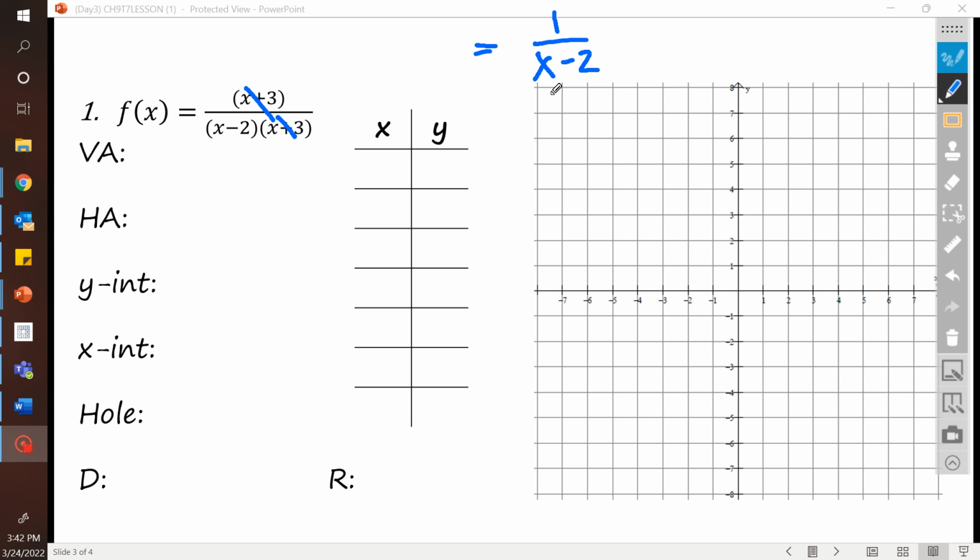Now this is easy enough to graph. We recognize it. The a value is 1, the h value is 2, the k value is 0. The vertical asymptote is x equals h, so x equals 2. Horizontal asymptote, y equals k, so y equals 0. So my asymptotes are going to be right here at 2, and then also here at 0.